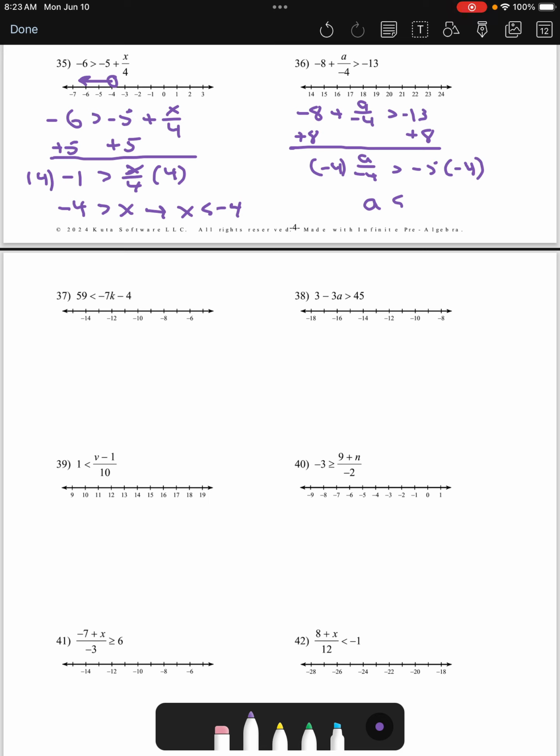We are multiplying by a negative number, so that means we will flip our inequality symbol from greater than to less than. Negative 5 times negative 4 is positive 20. Open circle at 20, arrow to the right. I invite you to pause and attempt 37 and 38.